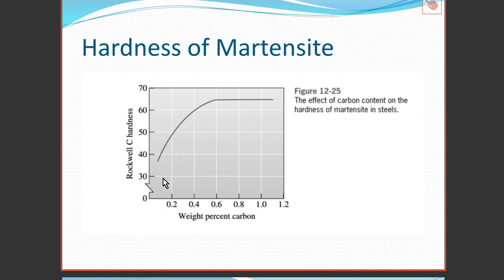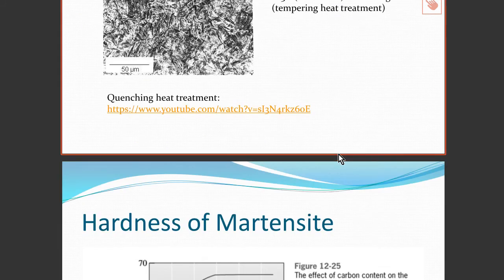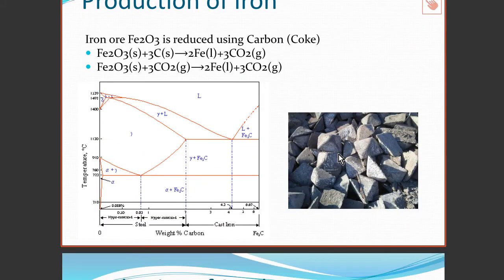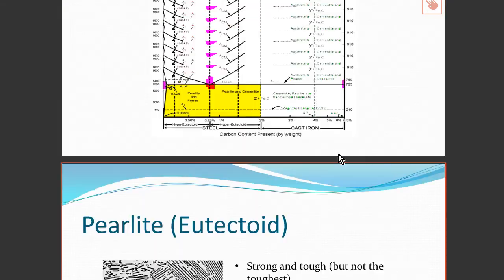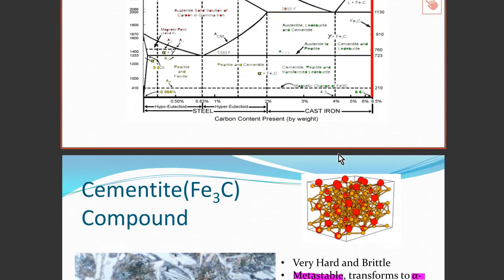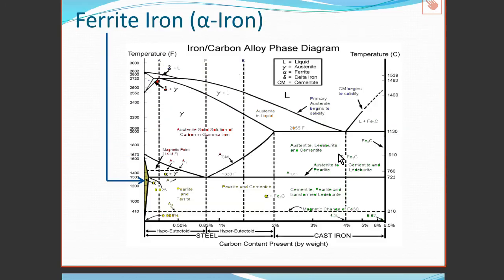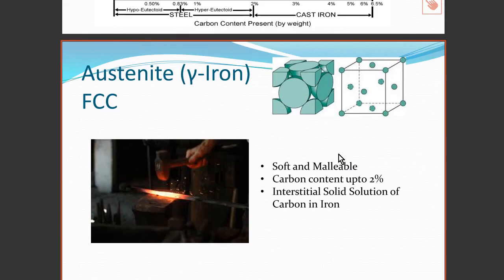We see here that the hardness of the martensite increases up until we get to a weight percent of about 0.6%, and then it plateaus out. Okay, so this is the hardest martensite in the iron-carbon phase diagram. So here we go. Let's recap here. There are 4 important phases that we need to know about when we're talking about steels.